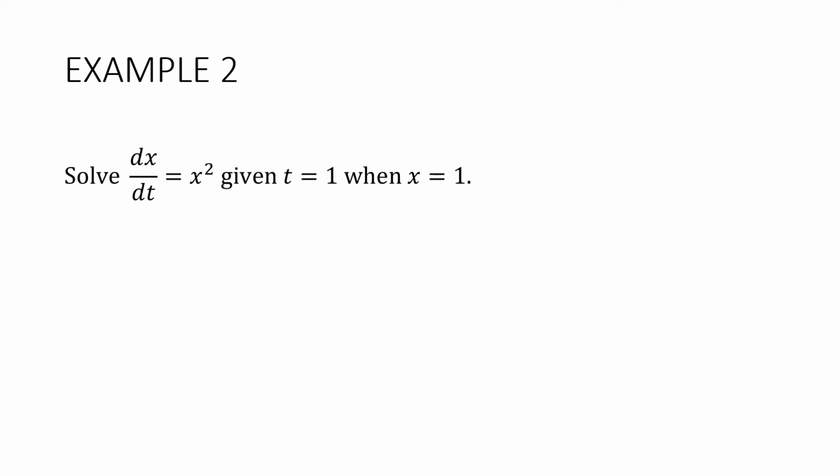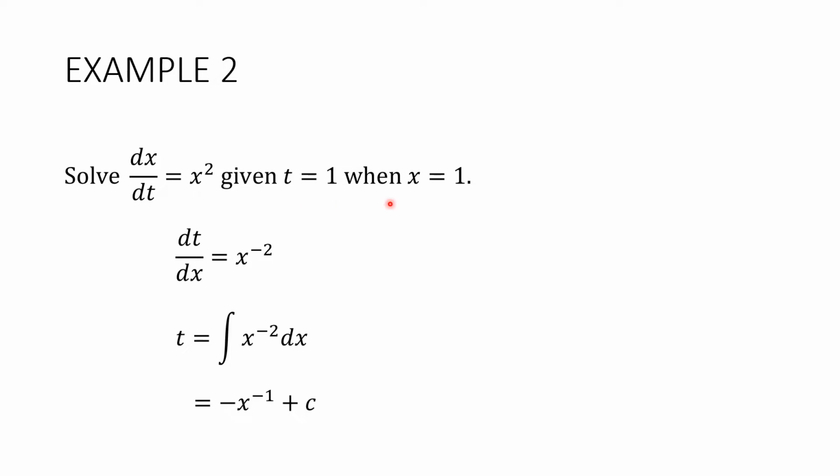Here's another example. Solve dx/dt equals x squared, given t equals 1 when x is equal to 1. Again, you can see I have the dependent variable. It's easy to tell because if I take integrals of both sides with respect to t, they're not going to match on this side. So let's do reciprocals of both sides. dt/dx is equal to x to the negative 2. And taking integrals of both sides with respect to x, I end up with t is equal to the integral of x to the power of negative 2 dx. Integrating gives me negative x to the negative 1 plus c.